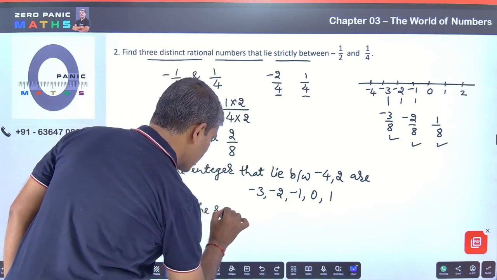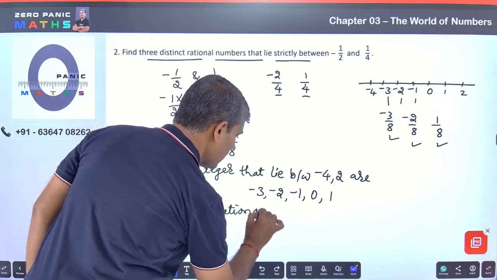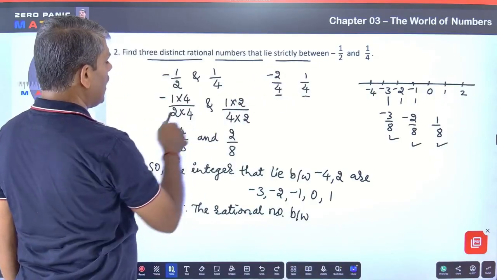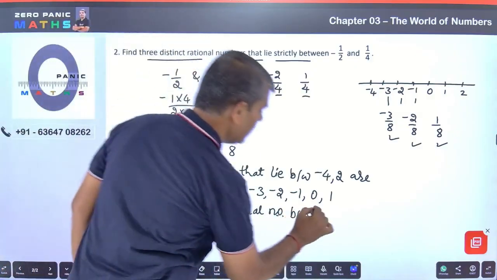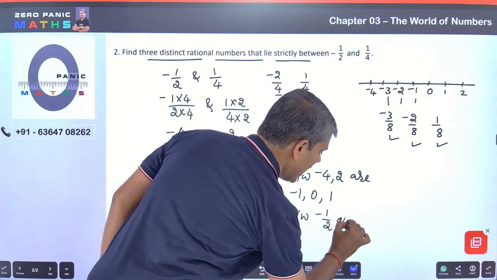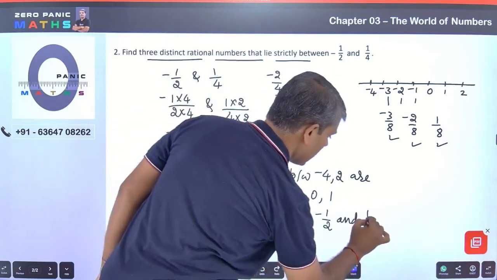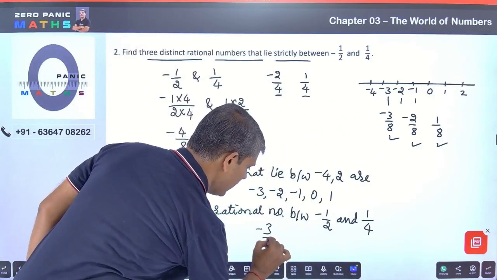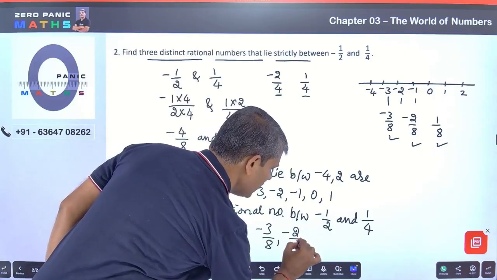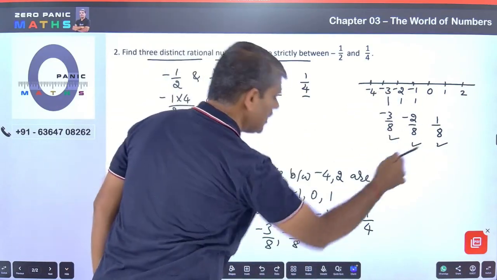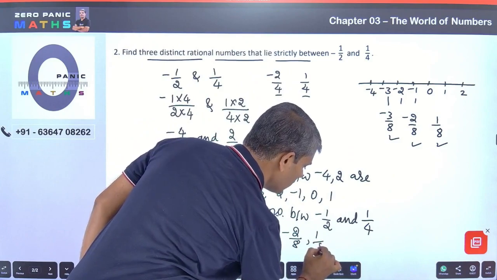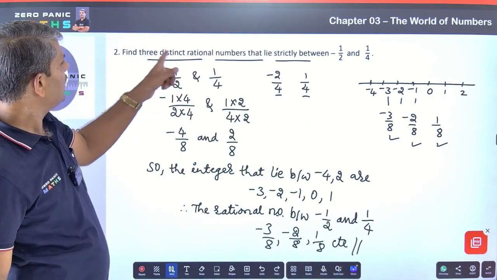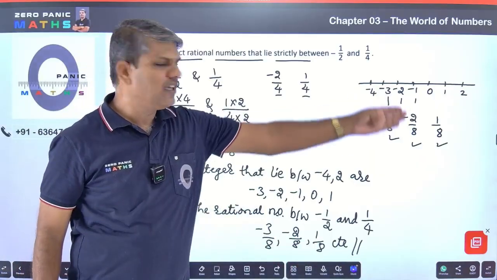between minus 1 by 2 and 1 by 4, or you can write minus 4 by 8 and 2 by 8, are minus 3 by 8, minus 2 by 8, minus 1 by 8, plus 1 by 8, and so on, etc. I wrote only 3 here because only 3 distinct numbers are asked. You can write any numbers over there.